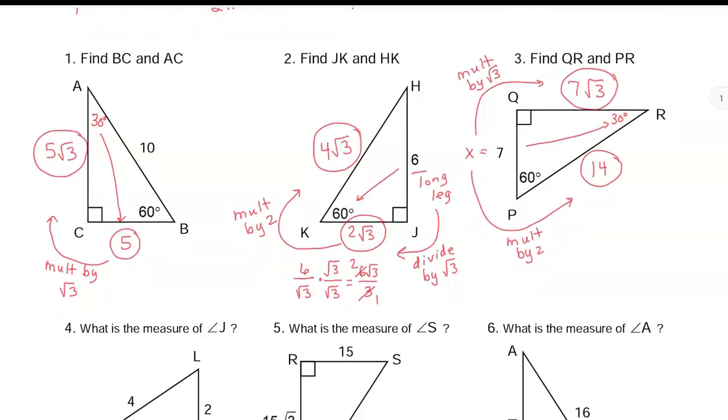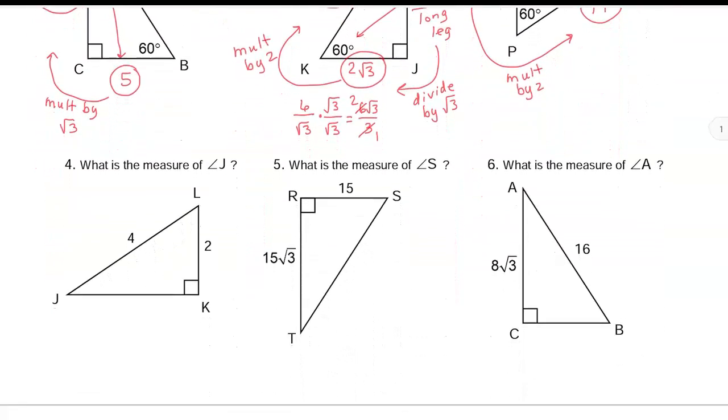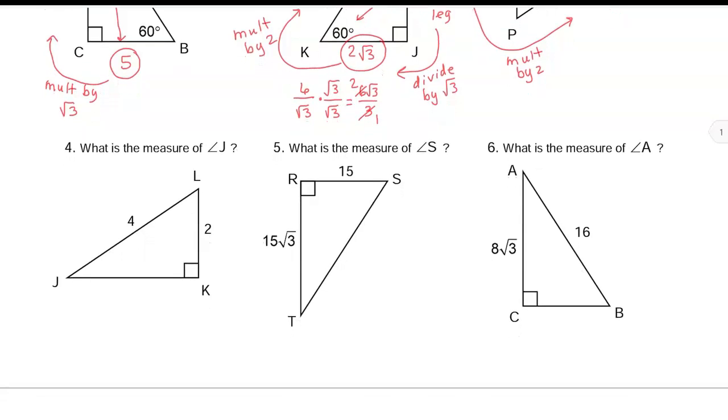Okay, just to get used to the angles a little bit more, I came up with problems 4 through 6. So I give you 2 sides, and you have to tell me the missing angle that I'm asking for. In number 4, it's angle J. So angle J is across from the 2. The 2 is on a leg, and I'm noticing the hypotenuse is 4. So that means this is the short leg, because the short leg is always half of the hypotenuse. And the short leg is always across from the 30-degree angle. So angle J is 30 degrees.